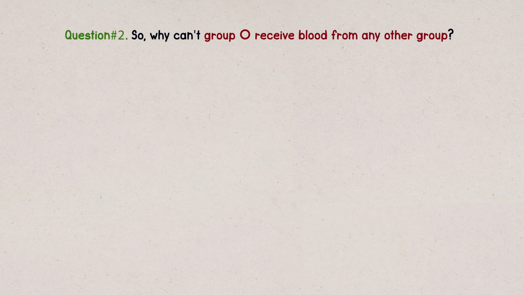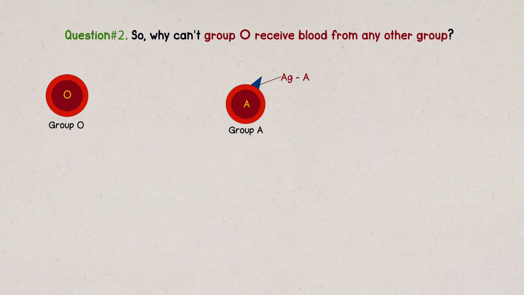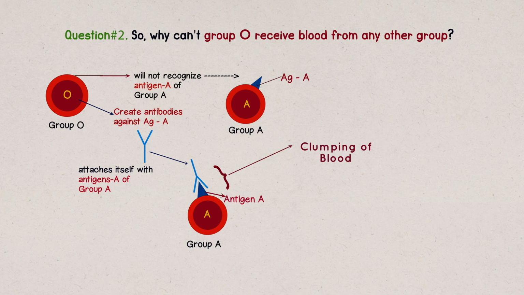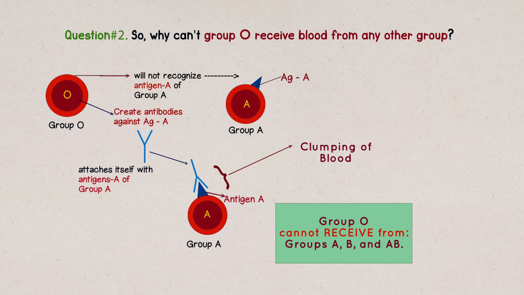So why can't group O receive blood from any other group? Let's see this in detail. If group O receives from group A, the recipient group O does not recognize the A antigens present in donor group A and starts producing antibodies against antigens of donor group A. That is why group O cannot receive from group A. We conclude that group O cannot receive blood from groups A, B, and AB because of antigen incompatibility. We have gained enough information about ABO group system.